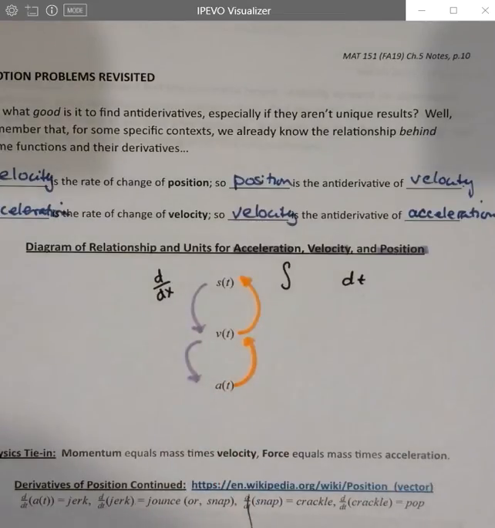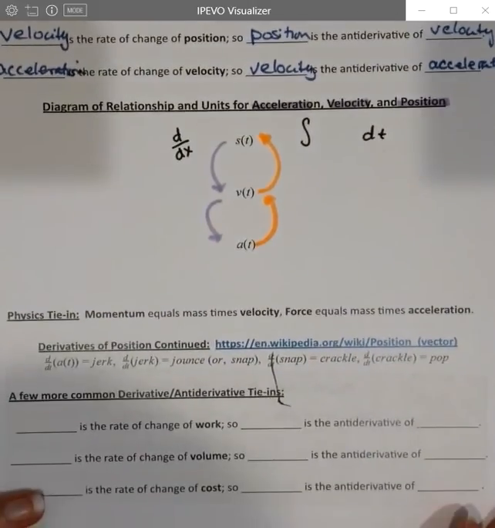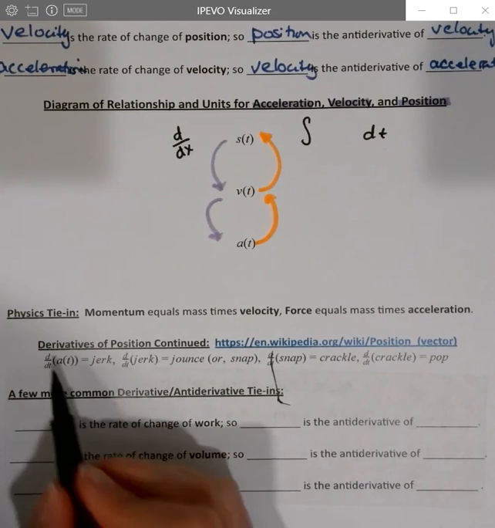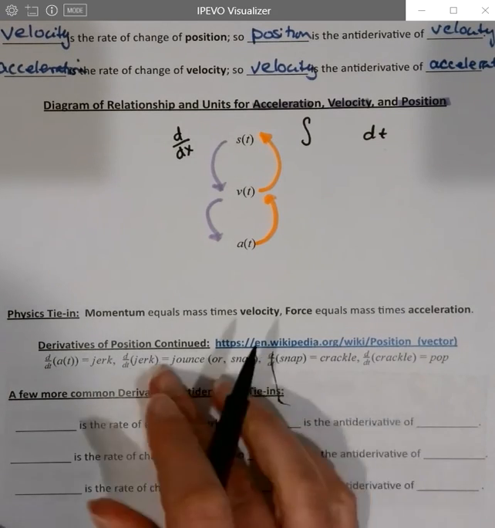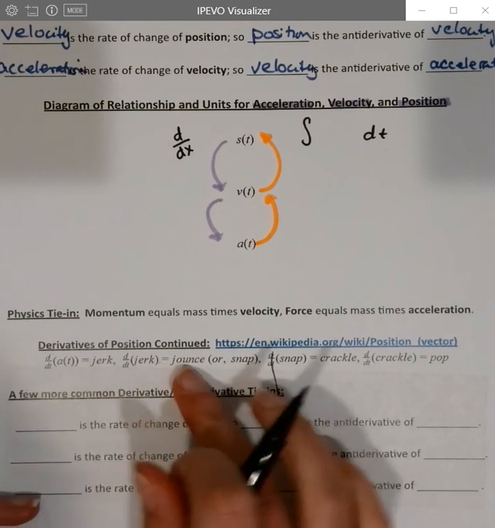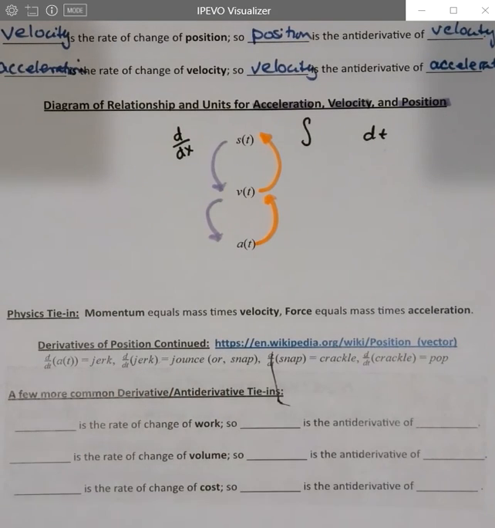Okay, so there are some physics tie-ins here as well. Momentum is equal to mass times velocity, force equals mass times acceleration. So we can continue derivatives of position. There's some wiki stuff, but like the derivative of acceleration is called jerk, the derivative of jerk is called jounce, and etc. The rest of them are a little bit jokes. Or the last one is, at least.